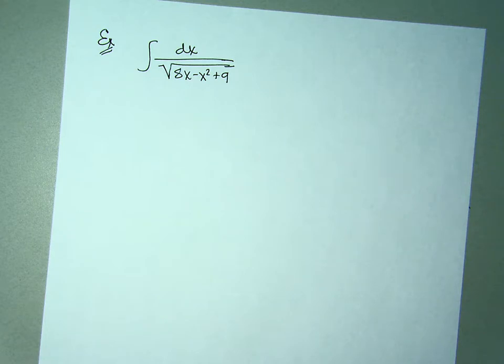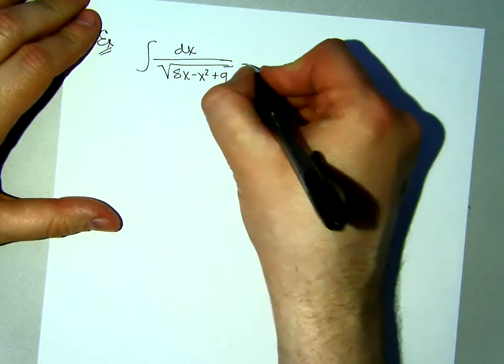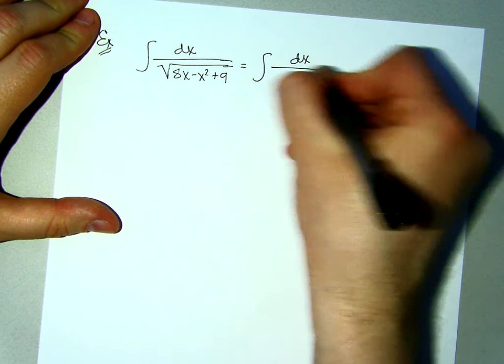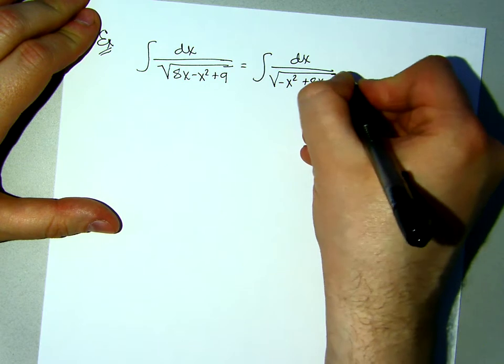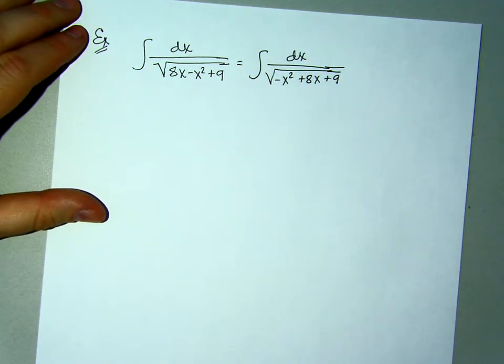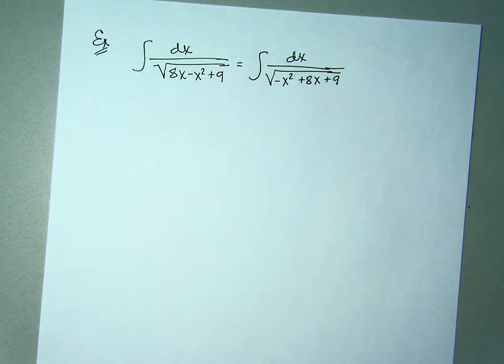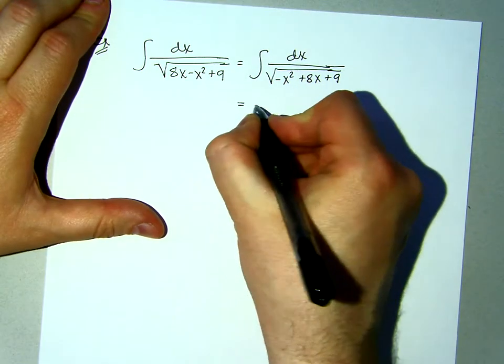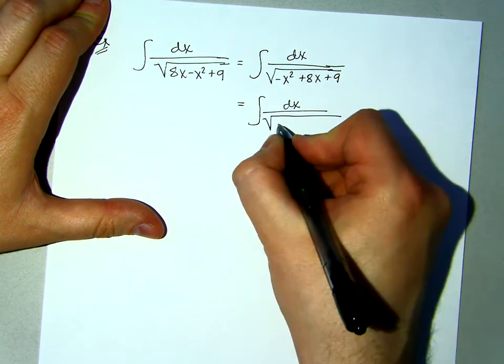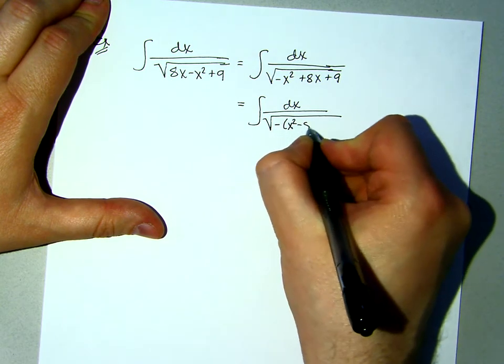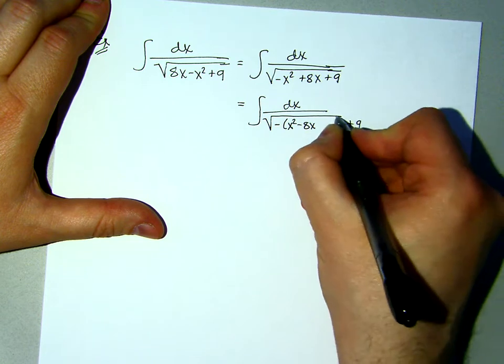Well, yes, the 8x, but do you like the order? Let's change the order. Let's write this as the integral of dx over the square root of negative x squared plus 8x plus 9. Completing the square only works if the number out front is positive 1. That is not the number we have up front before the x squared. We have a negative 1 up front. What I'm going to do is factor a negative 1 out of the pieces that have an x in them. I'm going to leave that 9 alone. I'm going to say negative 1 times x squared minus 8x with that plus 9 at the end.